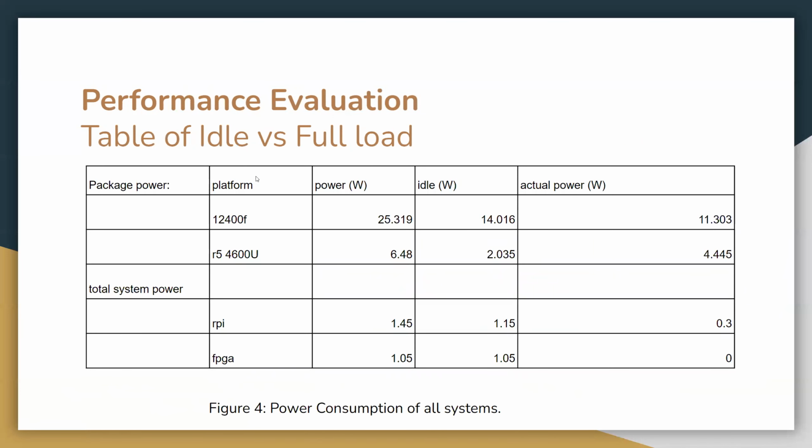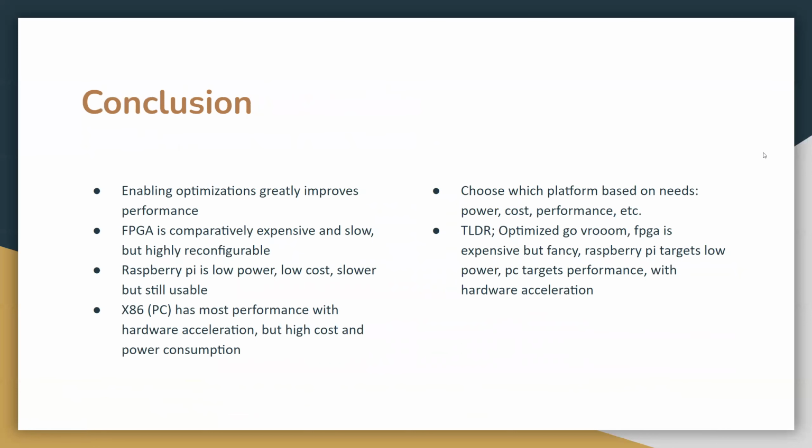We also have the idle versus full load for power usage. As you can see, the desktop CPUs again, the 12400F and 4600, use a lot more power, both during full load and during idle, compared to the Raspberry Pi and the FPGA. Especially for the FPGA, there's not a big difference. In fact, there's no difference between the power usage on idle compared to full load. In this case, it doesn't have any power saving during idle compared to the other systems.